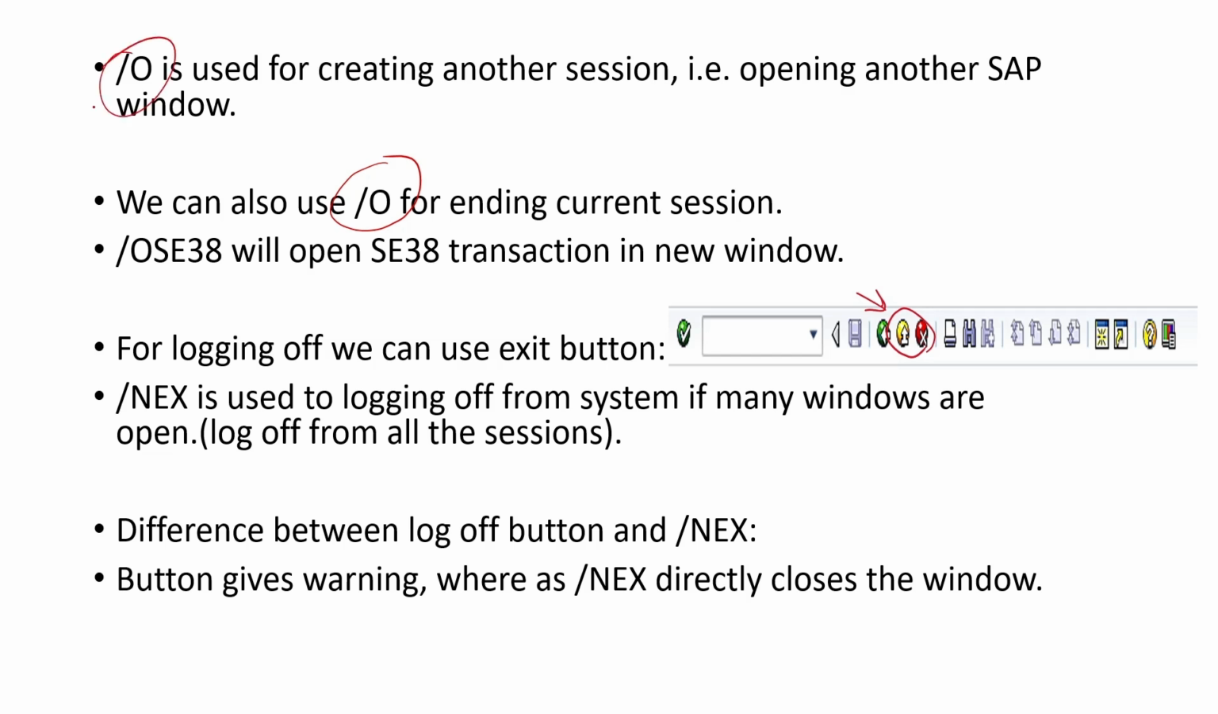/o, you can see it over here: creating new session, or ending current session. I'll show you how it is used. One thing, or else we have this exit button over there. How to use this exit button? The exit button will be used for logging off, or else I can use /NEX. /N is used to come onto the main screen and EX is used for exiting from the screen. So this will be used to log off from the system if I'm working with many different windows. Multiple windows I am using, then /NEX will be used.